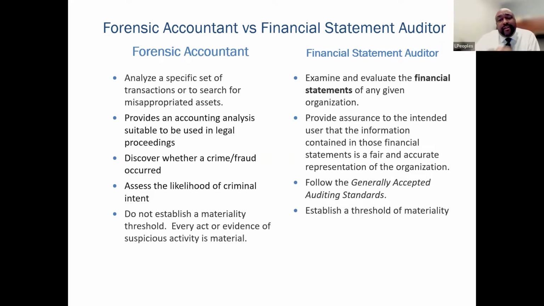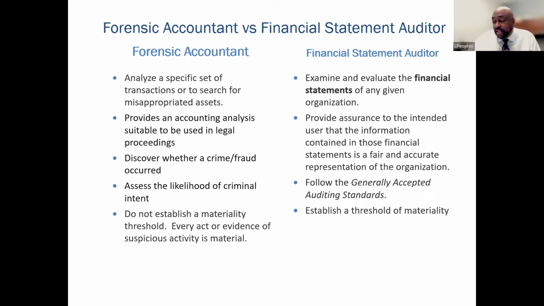Conversely, an auditor examines and evaluates the financial statements as a whole for the entirety of an organization. Auditors will review a few transactions, but they're looking at the entire organization. Again, forensic accountants are only looking at a specific set of circumstances and transactions. Auditors' procedures, which are governed by generally accepted auditing standards, are designed to provide assurance that the financial statements are fair and accurate representations of the financial position of the organization.